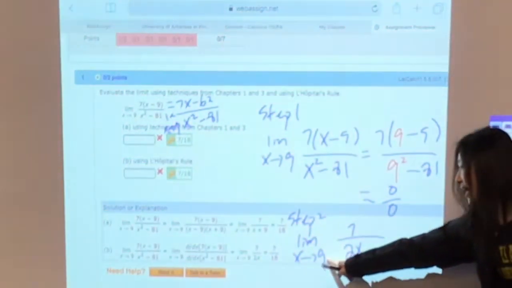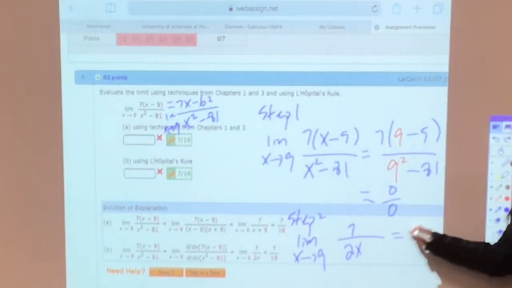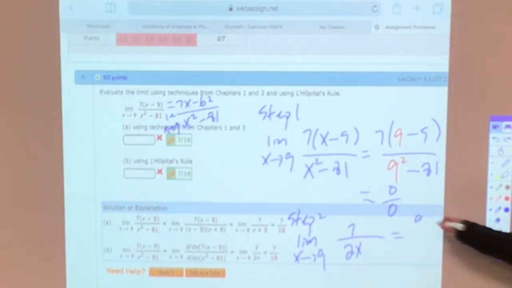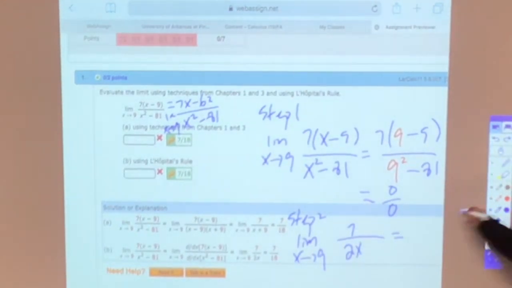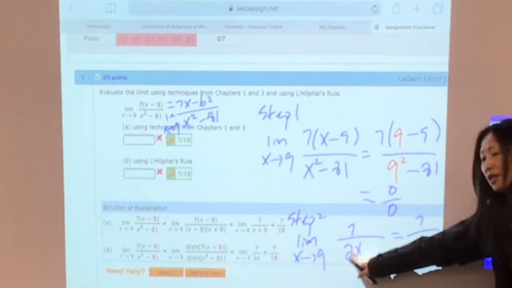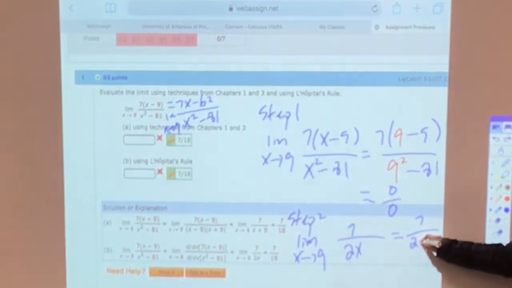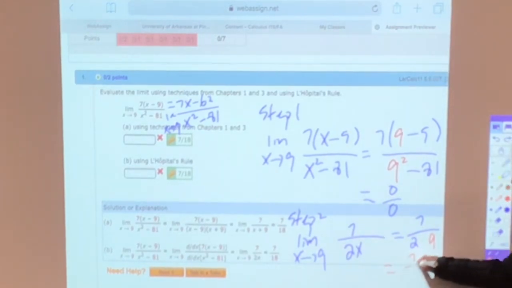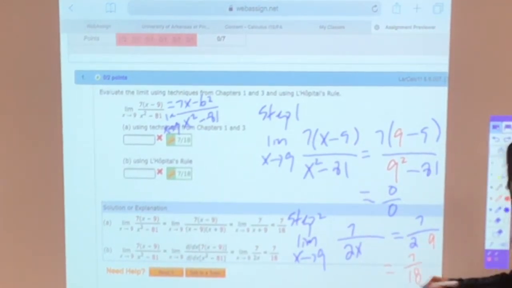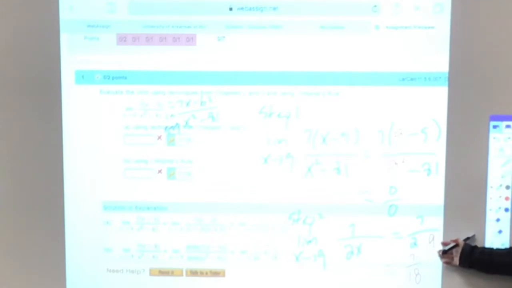Now you plug in 9 to this. So you get 7 over what? Numerator, you cannot do anything, right? Numerator, you don't have any x. Just simply 7. Denominator will be what? 2 times 9, which gives me altogether 7 over 18. So that's your answer. That's the L'Hopital's rule. Are you with me, class?